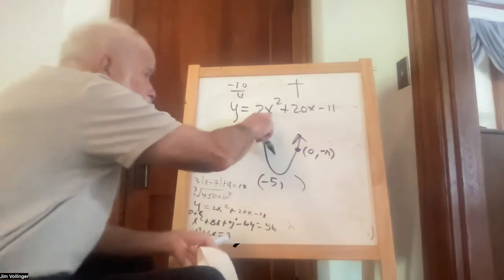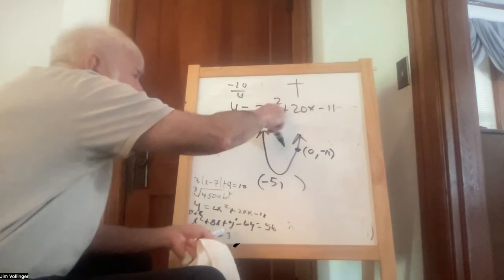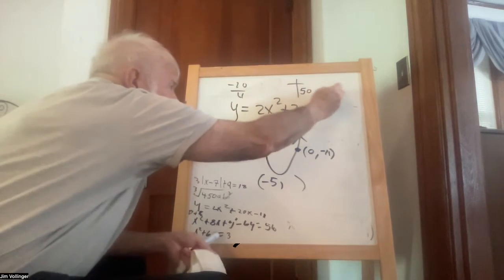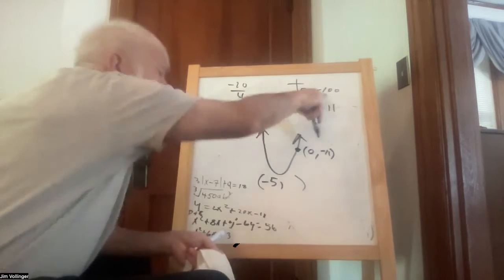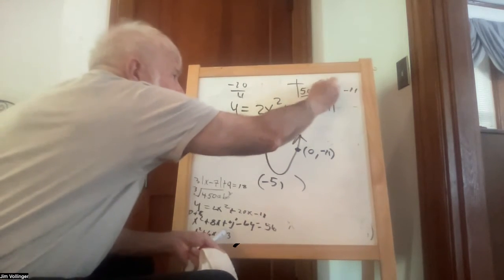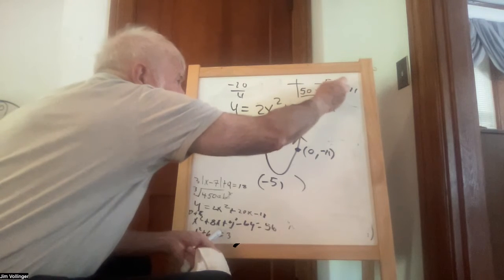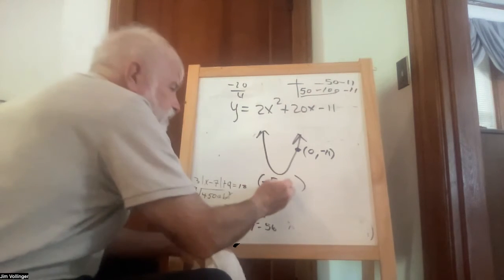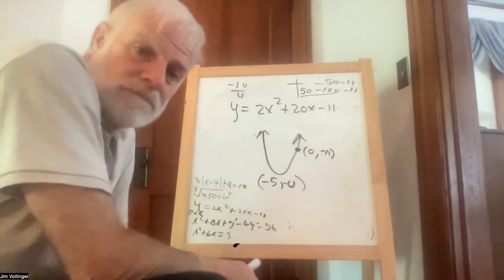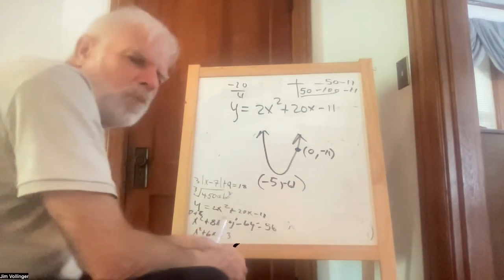So we'll plug it in. -5 squared, 25 times 2 is 50. The next number should be -100, -5 times 20, and then -11. When you put these together, you always get half the middle term, -11, so -61. So that's worth a little, 2 points.